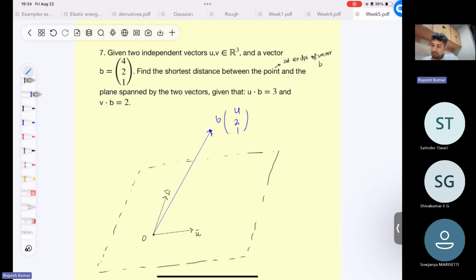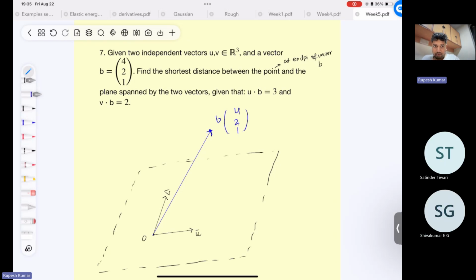Is the problem clear? You want the shortest distance, whether analytically or geometrically, you will get the shortest distance. If you use any other method or geometry, you will get the shortest distance. That will be the length of the perpendicular from this point to this plane. You have a vector b that goes from origin to the point 4 comma 2 comma 1, and you have a plane spanned by two independent vectors u and v, and you want to find the shortest distance of this point from this plane.